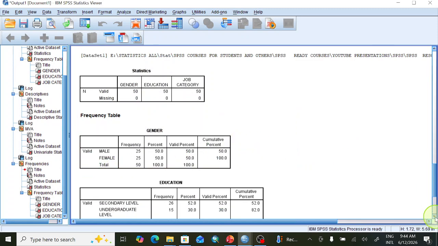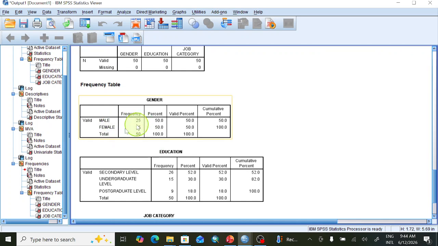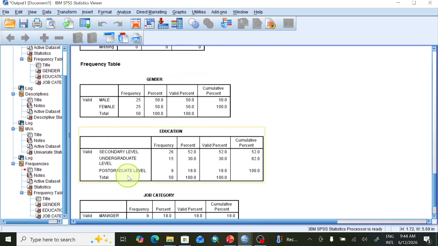For the gender, you are given information that there were 25 male, 25 female. It gives a percentage of 50-50. The total percentage is 100, and the total observations 50. For education, those who attend secondary level, there were 26. It gives a percentage of 52. And those who attend undergraduate level, there were 15. It gives a percentage of 30. And the postgraduate level, there were 9. It gives a percentage of 18. The total percentage is 100, and the total observation is 50.